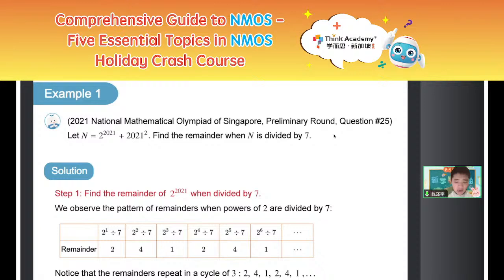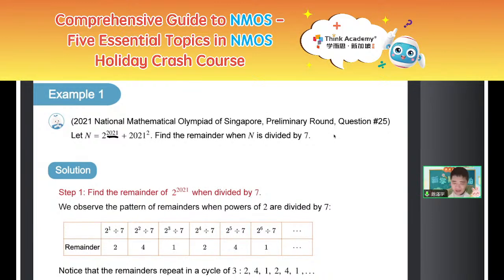So take a look at this question. Looks super scary. All right. But guys, don't get scared. Whenever you see big numbers, normally you can find a pattern of the remainders. There will definitely be a pattern of the remainders. The question will not ask you to calculate 2 to the power of 2021 one by one. That's not realistic. Right? So let's try to find out the pattern of this one first.